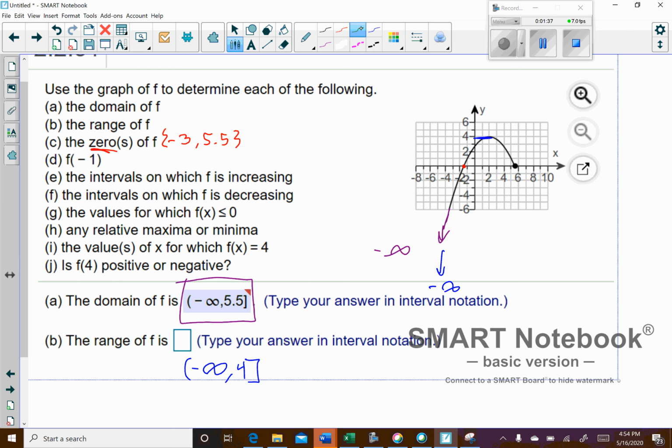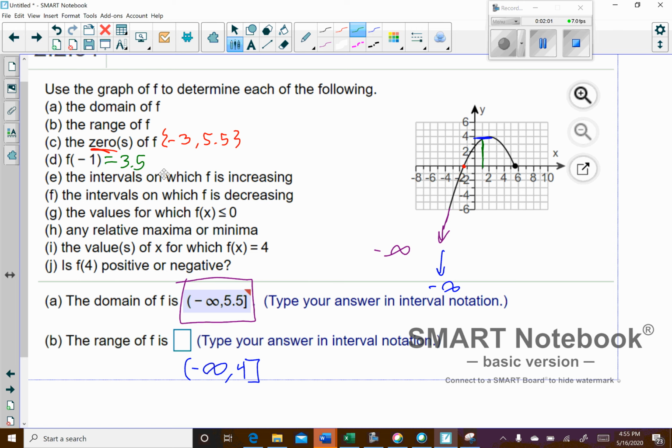Okay, the next one's asking you f of 1. Basically, they're saying when x is 1, what is y? So here's when x is 1, and that pairs up with, probably 3.5 if you enlarge it. So we'll say 3.5.